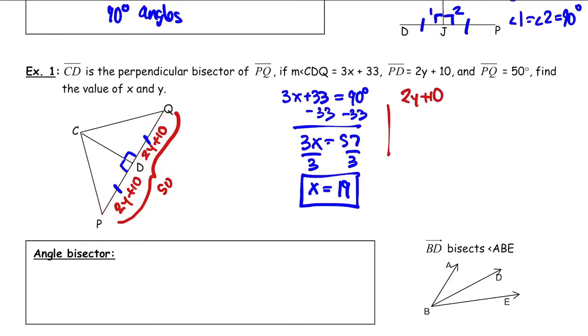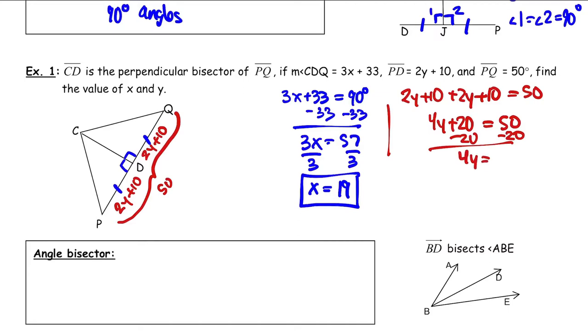2y plus 10 plus 2y plus 10 equals 50. We'll combine like terms over here. That will give me 4y plus 20 equals 50. Subtract 20. 4y equals 30. Divide by 4. And yes, we can get decimals. That ends up being 7.5. All right, found x, found y. Ready to move on.